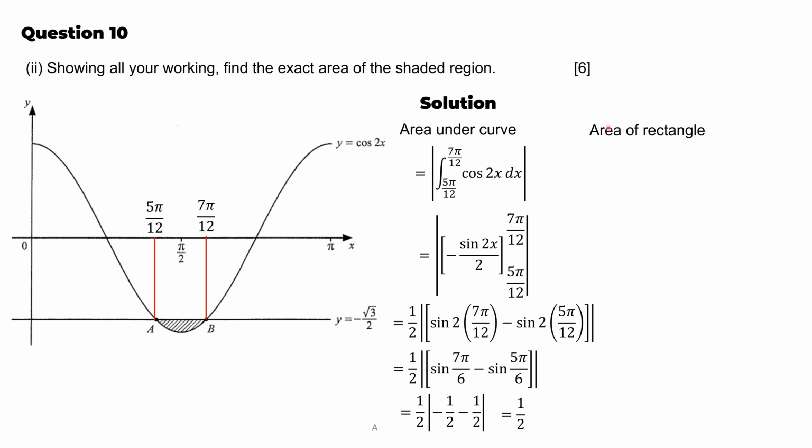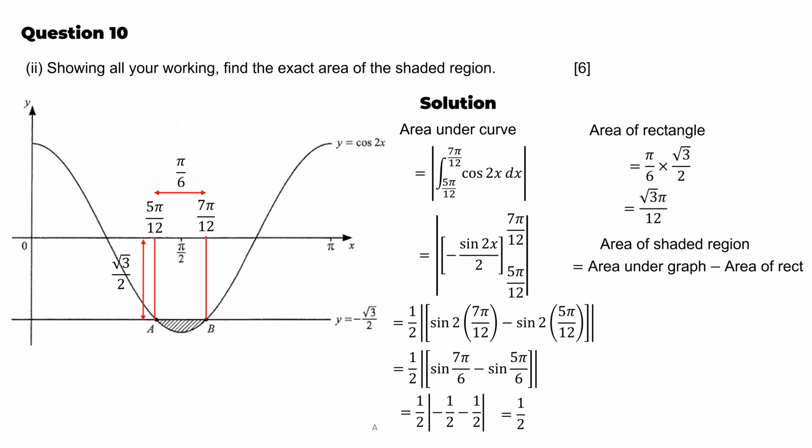The next thing I want to find is the area of the rectangle, which is the unwanted part here. This length is pi/6 and this length is 3/2. So the area of the rectangle will be pi over 6 times root 3 over 2, so we get root 3 pi over 12. To find the area of the shaded region, very simple, just the area under the graph minus the area of the rectangle, which is half minus root 3 pi over 12 units squared. This is the answer.